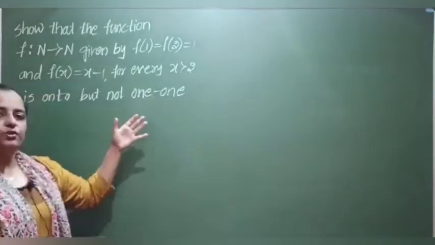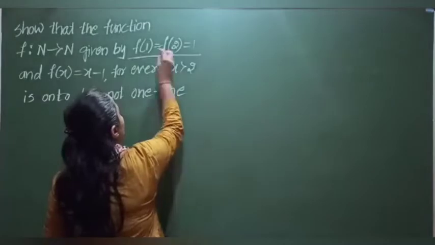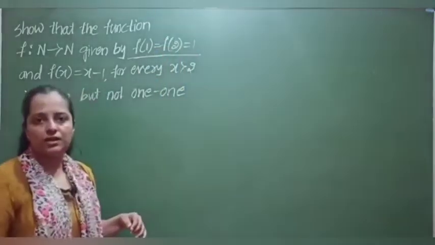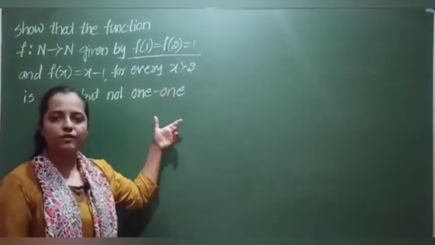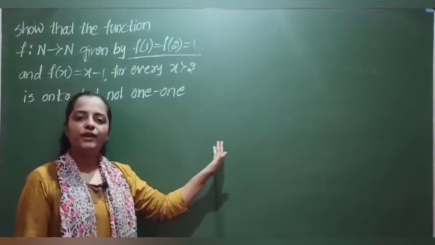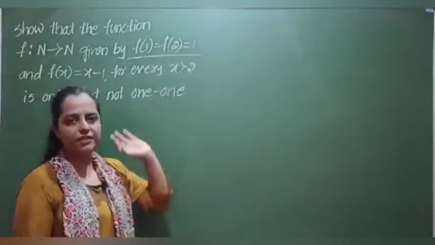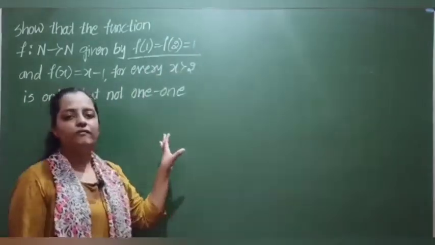Look at the question: we know this is not one-one because 1 and 2 have the same image, right? So what is the definition of one-one function? All the elements of the domain should have different images in the codomain, but here 1 and 2 have the same image, therefore this is not one-one function.